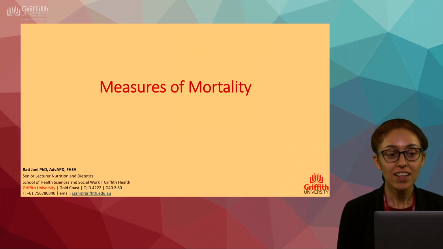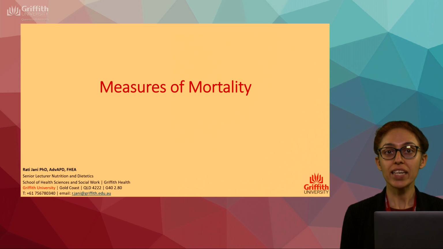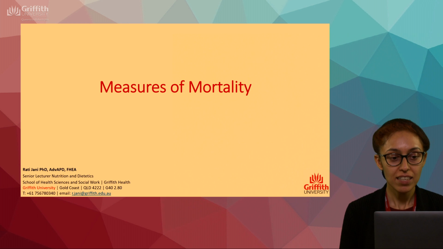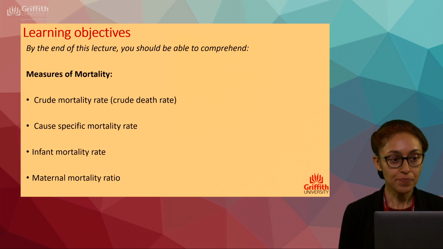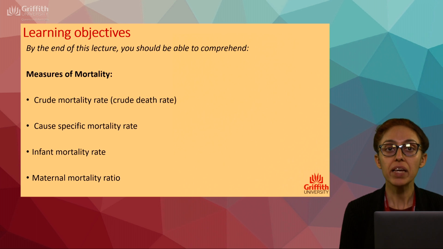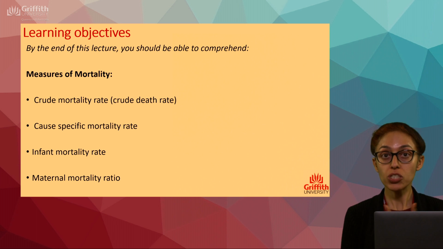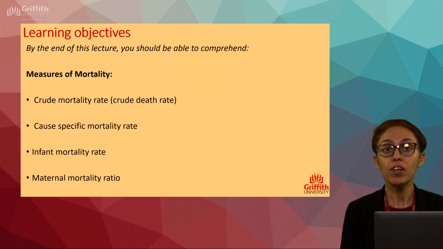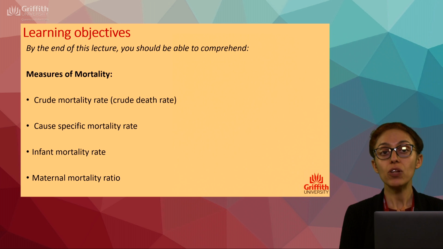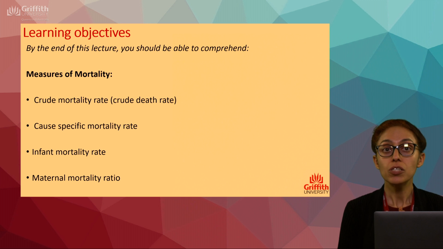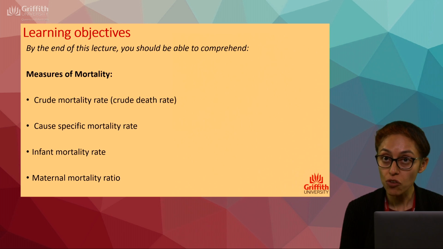Hello everyone. In this lecture we'll be looking at measures of mortality. We'll now get started. So which are the measures of mortality that we will be investigating? Those will be crude mortality rate, also called crude death rate. Then we'll be looking at cause specific mortality rate, and then infant mortality rate and maternal mortality ratio.